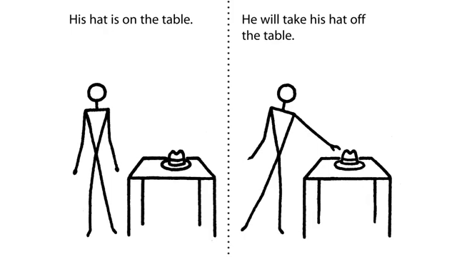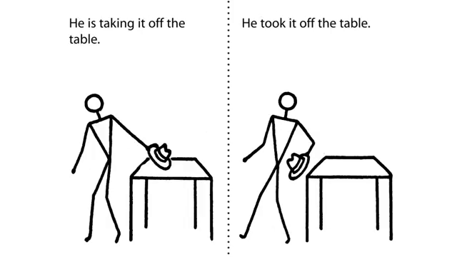His hat is on the table. He will take his hat off the table. He is taking it off the table. He took it off the table.